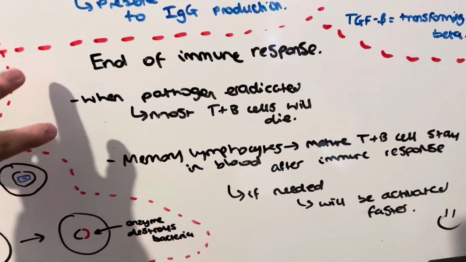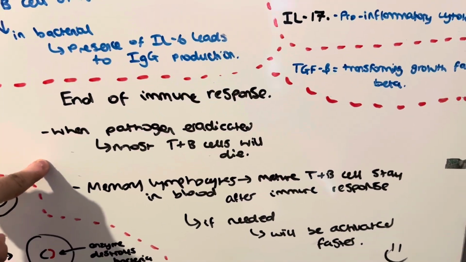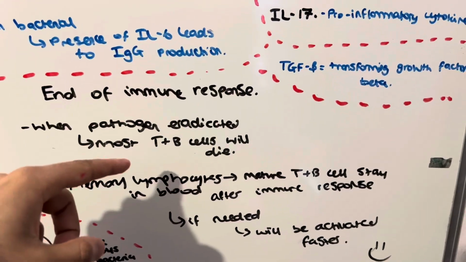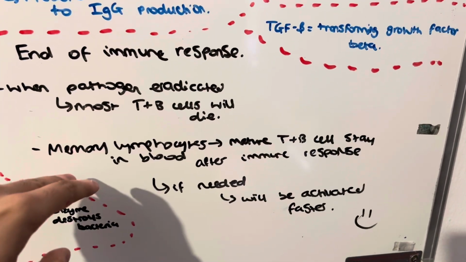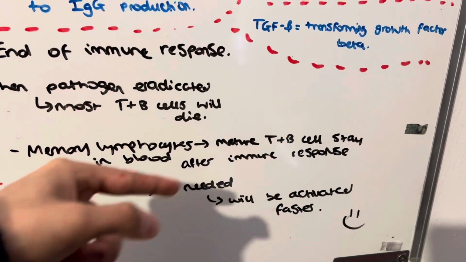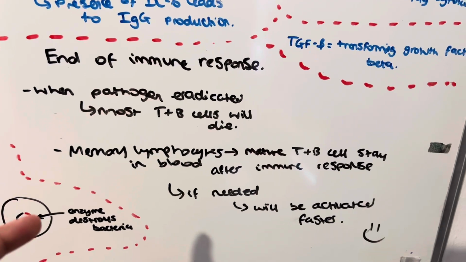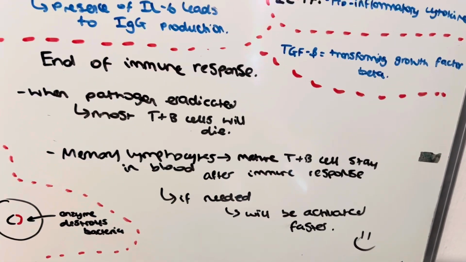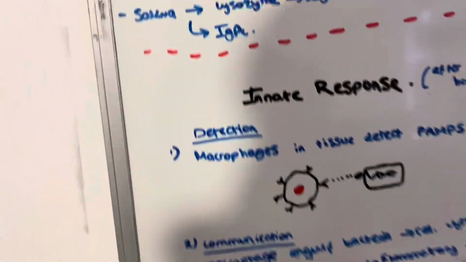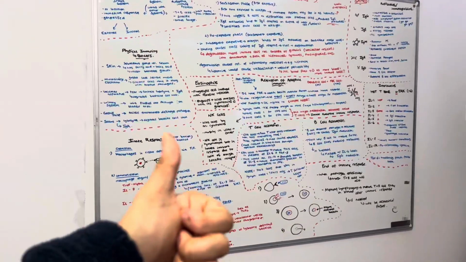Finally, we've got towards the end of the immune response. So at the end of the immune response, if or when the pathogen is eradicated, most of the T and B cells would die. Whereas your memory lymphocytes, for example your mature T and B cells, would stay in the blood after your immune response, because if they were needed, they'd be activated even faster. And I need to look back at that to see if it even made sense, but that is the immune system.